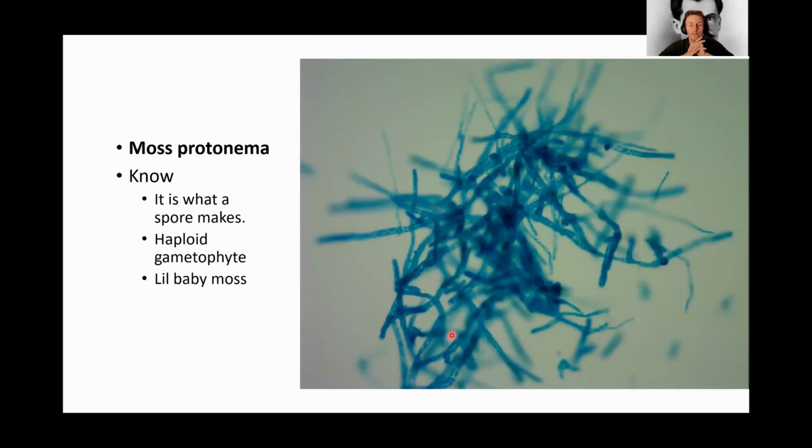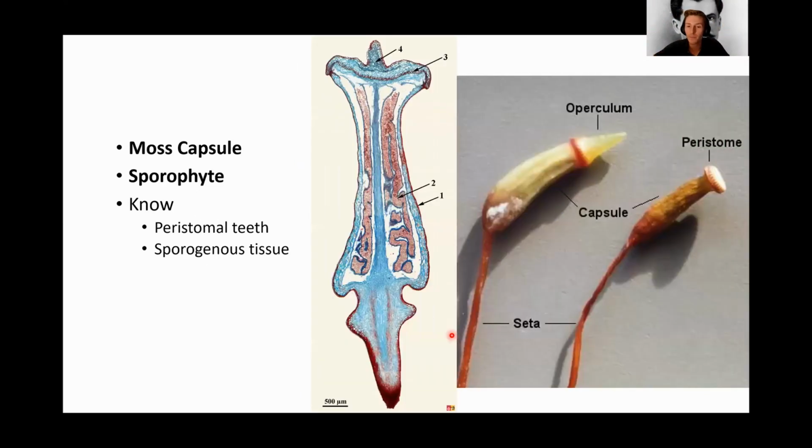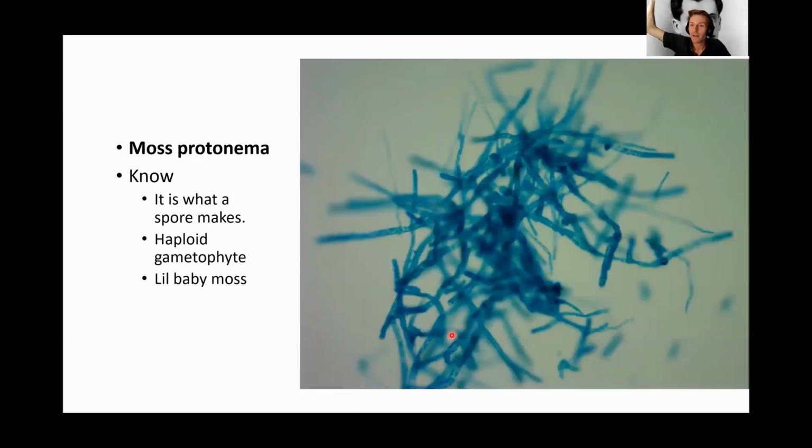Moss protonema. This is a gametophyte. This is the baby little gametophyte that will turn into the antheridium and archegonium to make the structures. This is what the spore makes. So these spores fly out, they land on the ground, a moist area, and they'll branch out into little protonemas. And these things are just like little baby gametophytes that the spore makes.